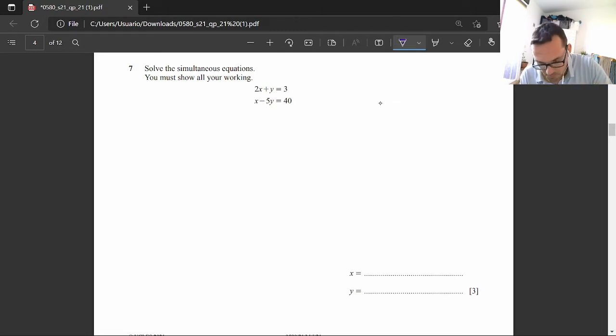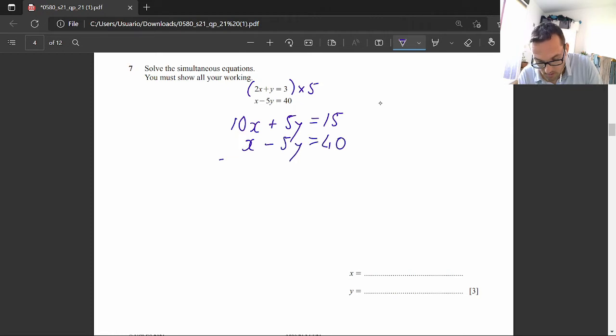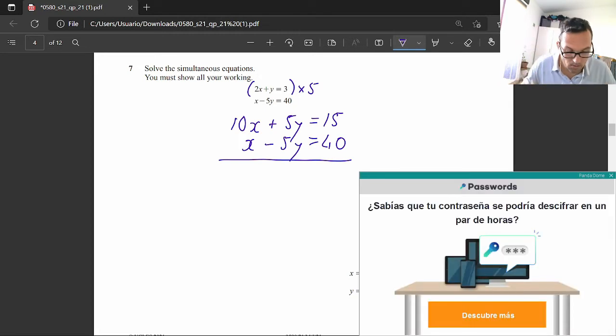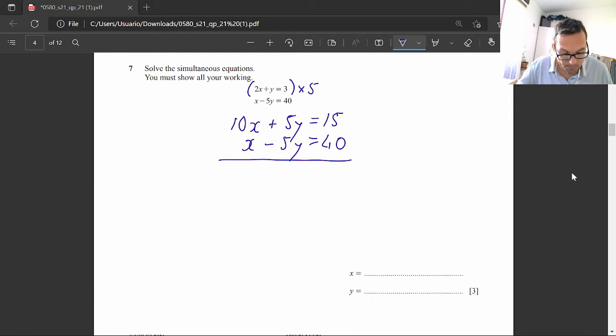First method, I think is going to be my favorite, is I'm going to multiply the first equation by 5, which gives us 10x plus 5y equals 15. Write the second equation again, just underneath that. Right, now we need to ask ourselves, are we going to add or subtract these 2 equations?